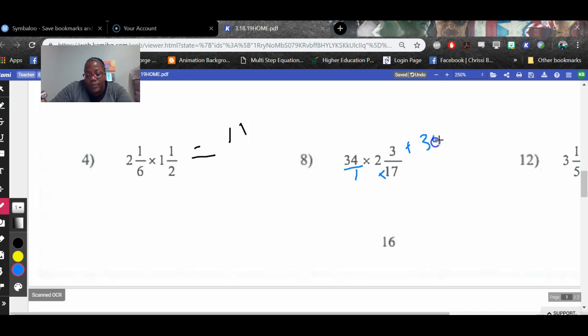Add the numerator. So 34, 35, 36, 37. So I have 37 over 17. Bring this back over to the front. 34 over 1. There you go.